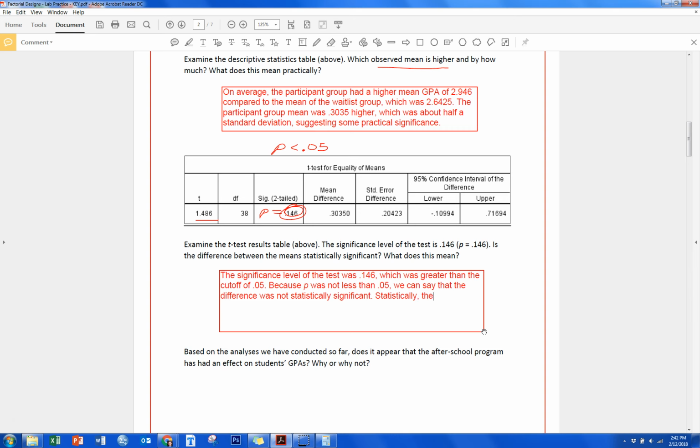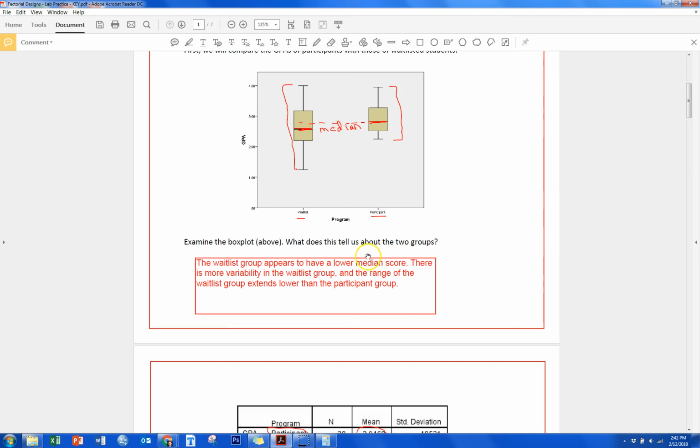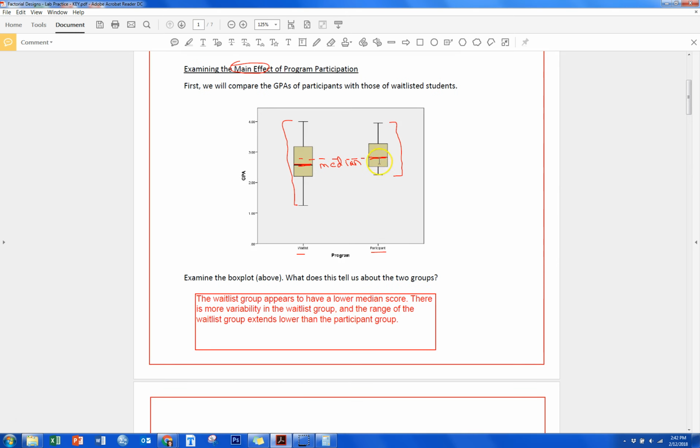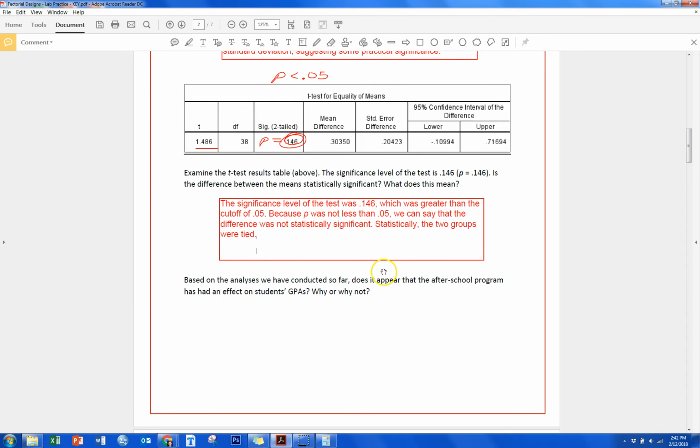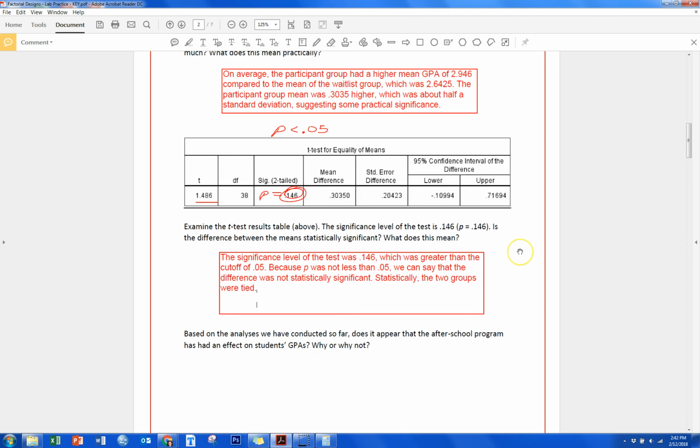Statistically, the two groups were tied. Okay, so what does this practically mean? It's a tie. So even though the observed mean and the observed median appeared to be better in the participant group, and that difference appeared to be of some practical significance, there was no statistically significant difference. This is a statistical tie. So far, there is not statistical evidence supporting the efficacy or the usefulness of this after-school program.